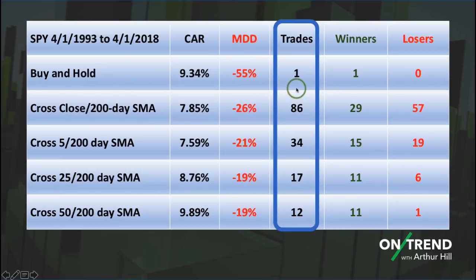If you look at the number of trades, we went from 86 on a simple close above and below the 200-day SMA down to 12 using the 50-day and the 200-day SMA.